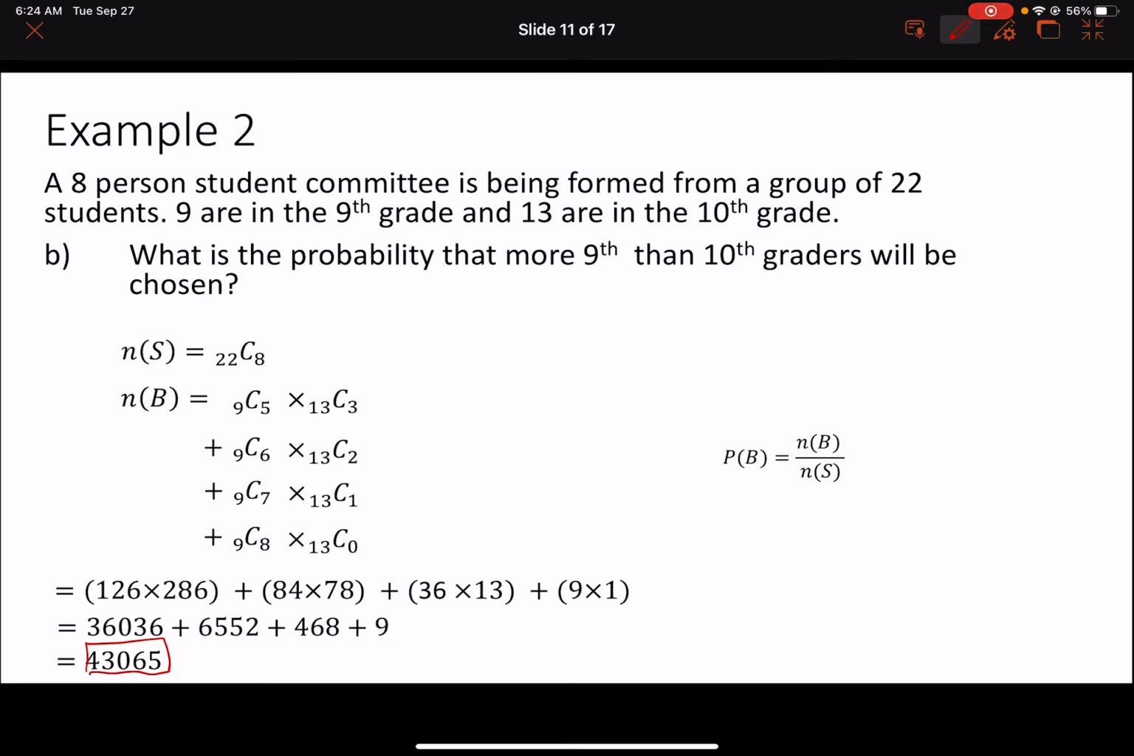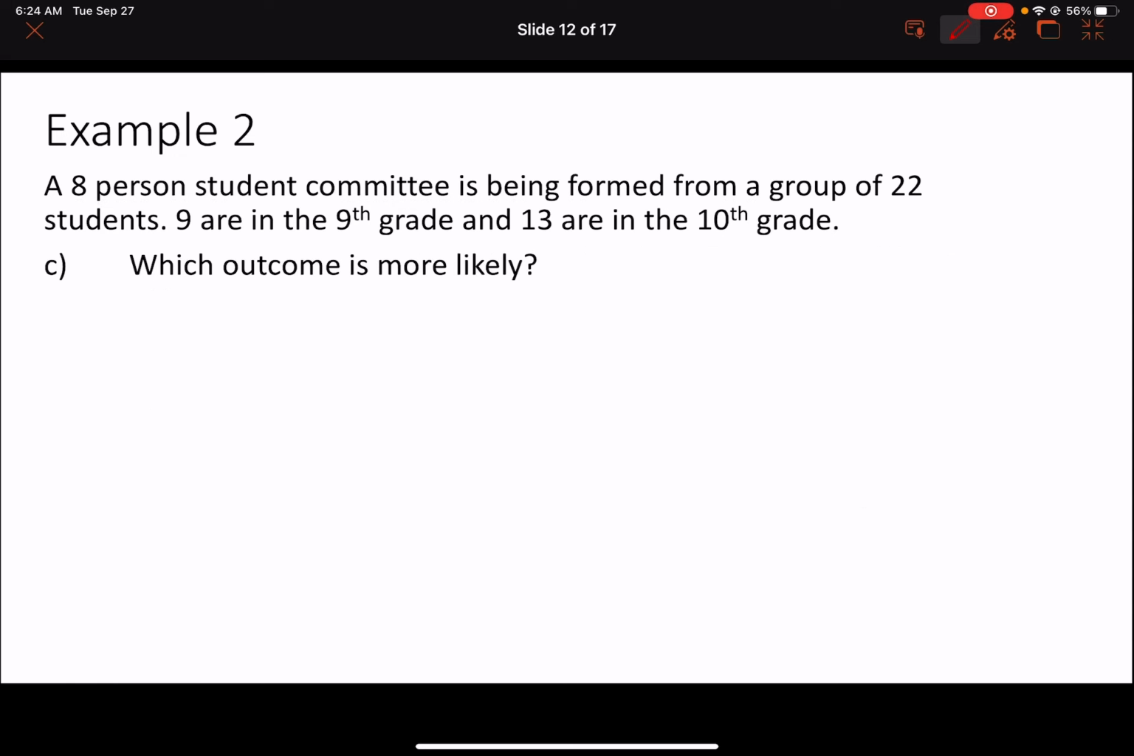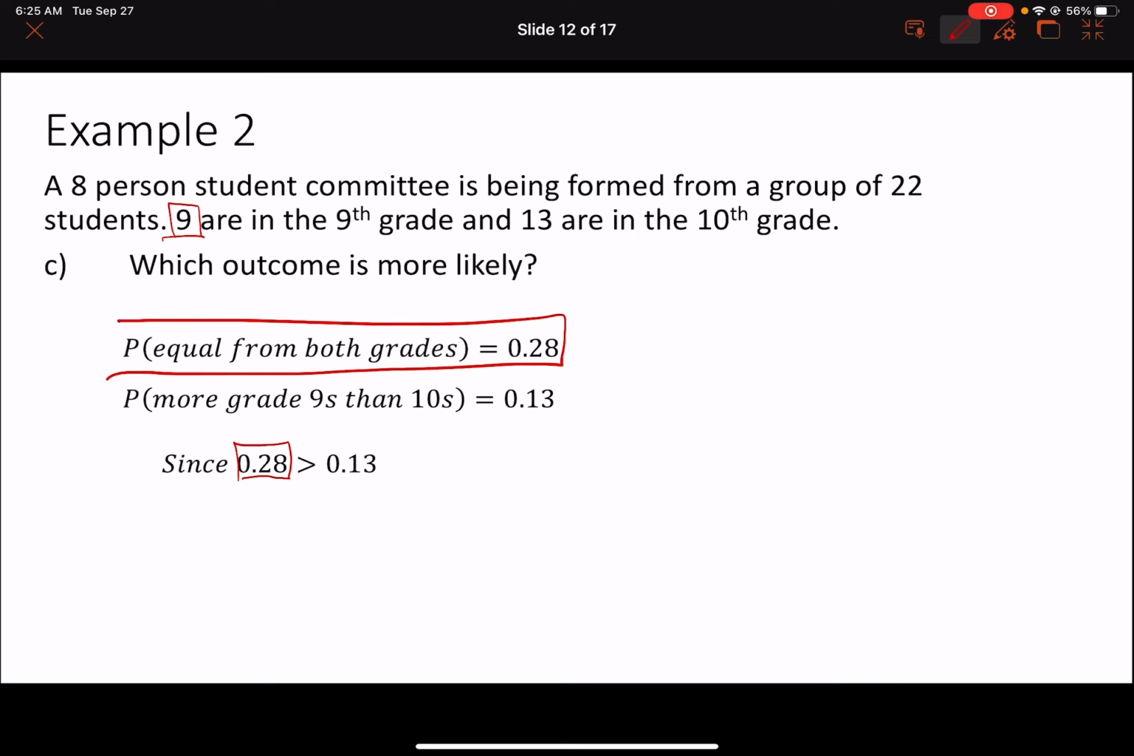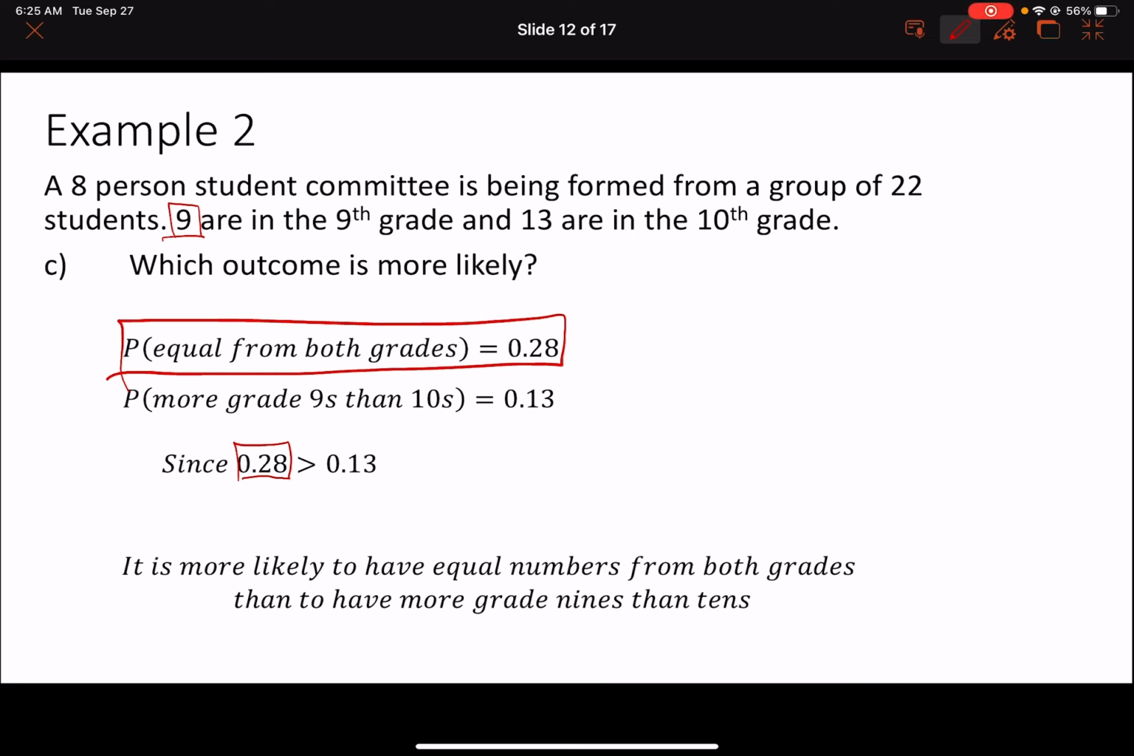Okay, so what's more likely? 43,065, which is 13%. So which one is more likely? Well, equal from both is 28%. More grade 9s than 10s, that's very unlikely, right? Because there's less grade 9 students. So the answer is, it is more likely to have an equal number from both grades than to have more grade 9s than 10s, even though there were more cases.